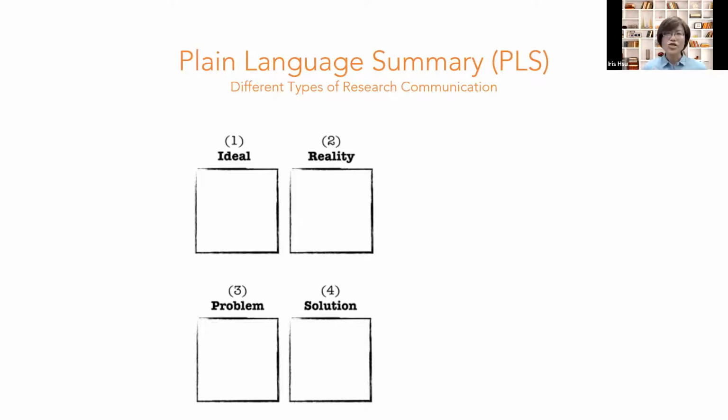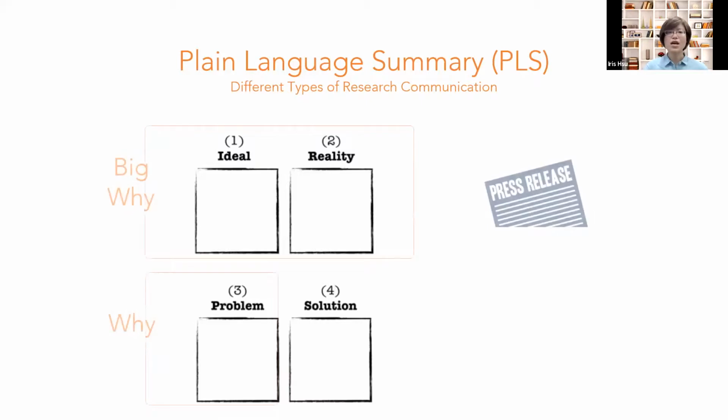So as Yuva mentioned in her sharing just now, basically the research is trying to address the issue between the ideal world and the reality. The gap between the ideal world and the reality is what the research is trying to solve. They're trying to solve the problem, address the issue and find the solutions. So when it comes to communicating this research, there are several different forms.